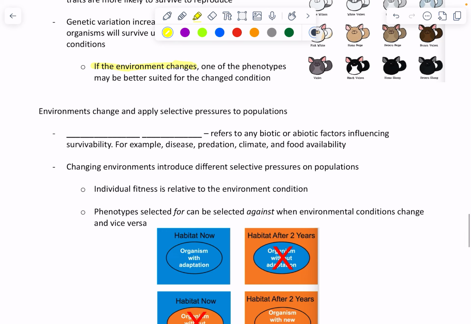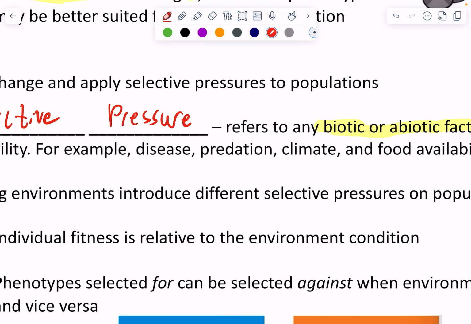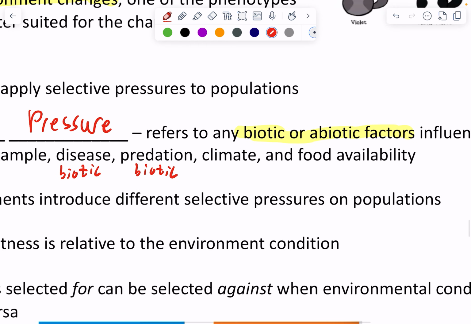So environments change and apply selective pressure to populations. Selective pressure is going to be an important idea, which is basically how quickly the environment is picking certain traits in individuals in a population. So it can be biotic, it can be abiotic factors. For example, disease, fungal diseases, bacterial diseases, viral diseases. These are all biotic factors. Predation is biotic, right? Climate, that's going to be abiotic.